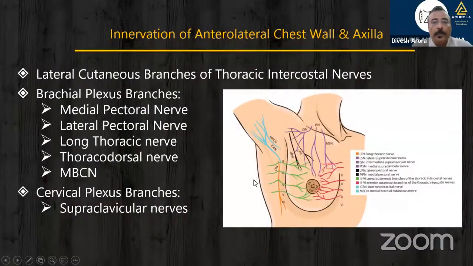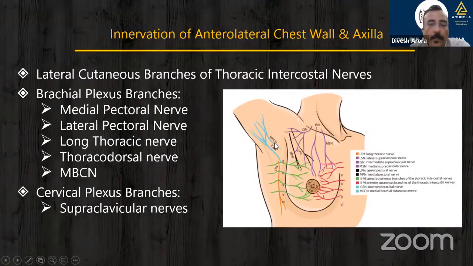So coming on to the innervation of the anterolateral chest wall and the axilla, and the famous surgery for which we have to understand regional anesthesia technique is breast surgery. It is by the lateral cutaneous branches of the thoracic intercostal nerves, principally T2 to T6 for breast and T2 to T9 for other surgeries. Brachial plexus innervation is also there in the form of medial pectoral nerve, lateral pectoral nerve, long thoracic nerve, which supplies serratus anterior, and thoracodorsal nerve, which supplies latissimus dorsi.